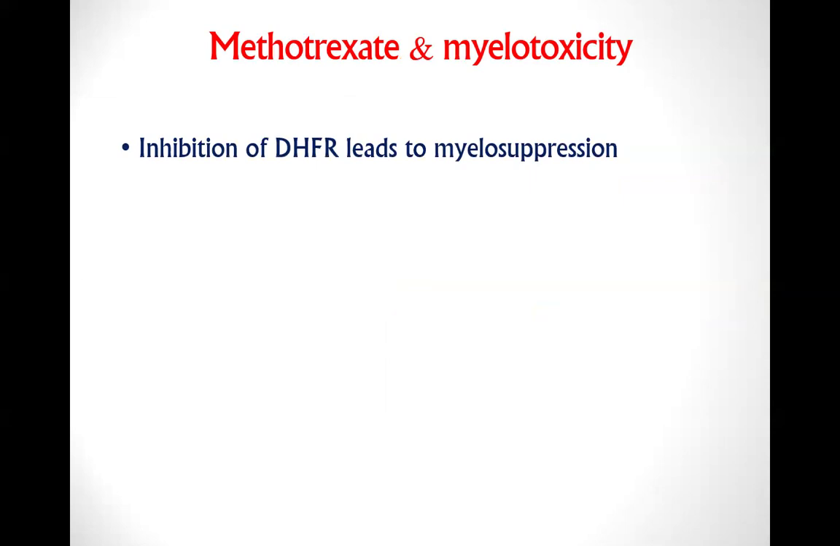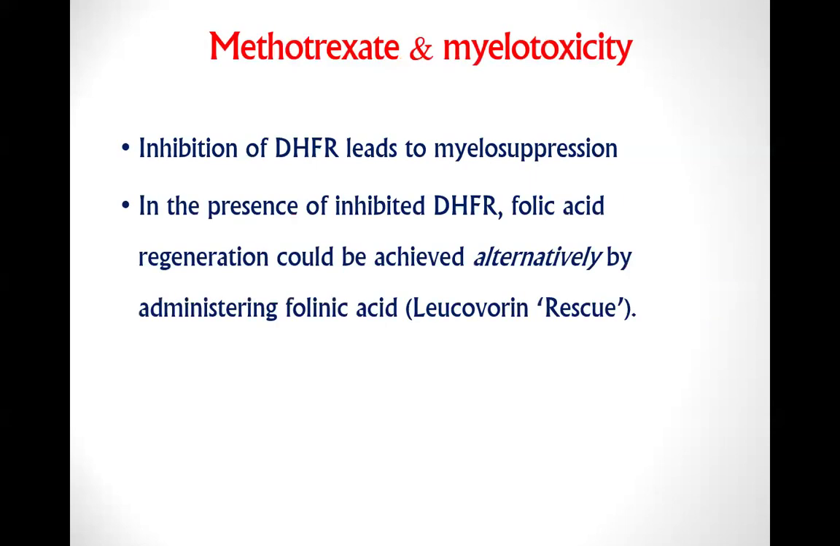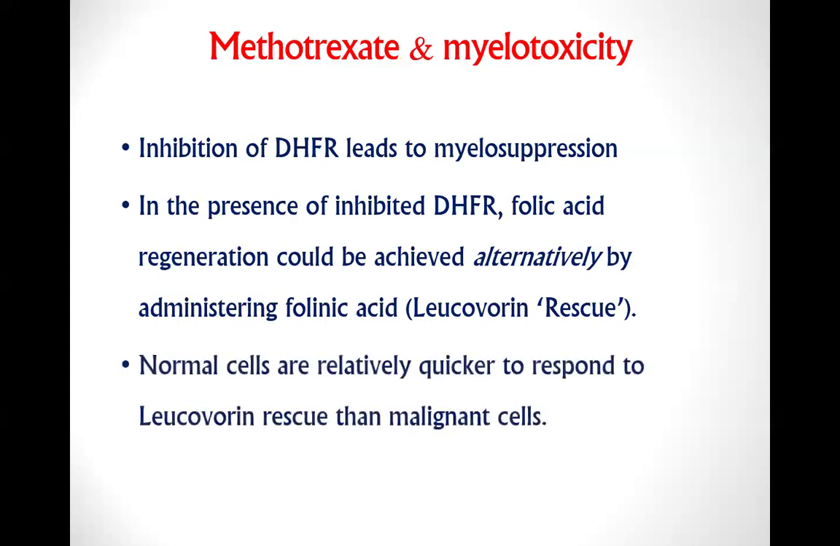Methotrexate leads to myelosuppression that can be prevented to some extent by administering folinic acid or leucovorin. Fortunately, normal cells are quicker to respond to leucovorin compared to malignant cells. Now, once again, the $1 million question, on the same slide I am sharing with you: how is leucovorin able to prevent myelotoxicity caused by methotrexate?